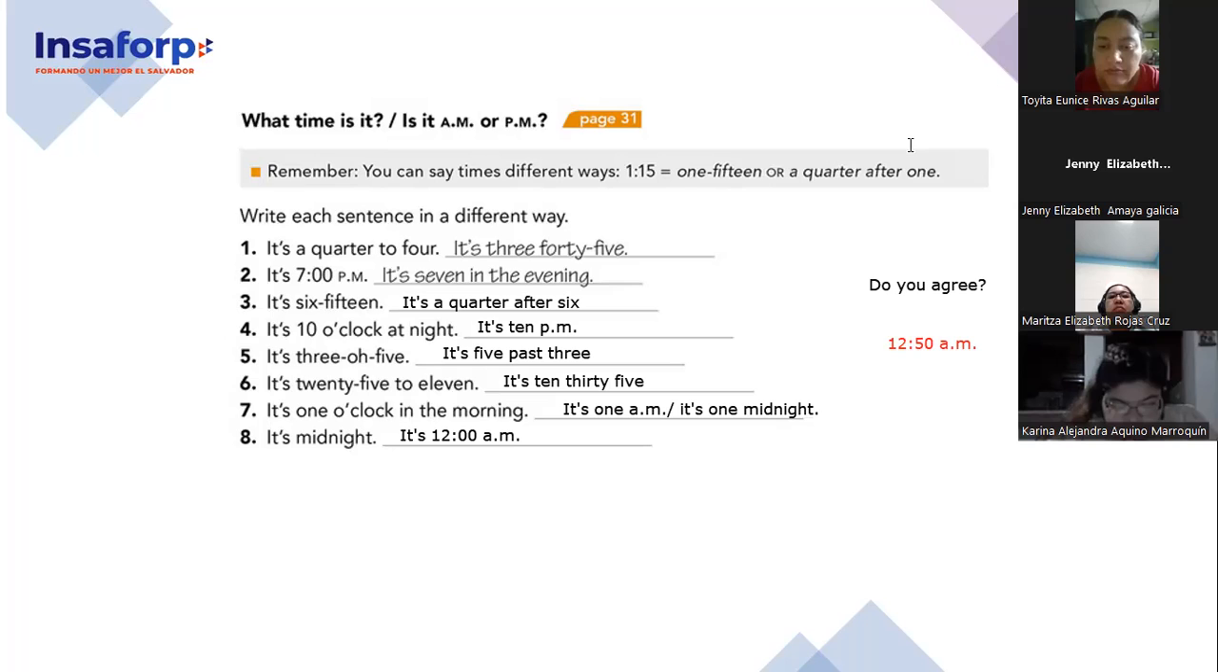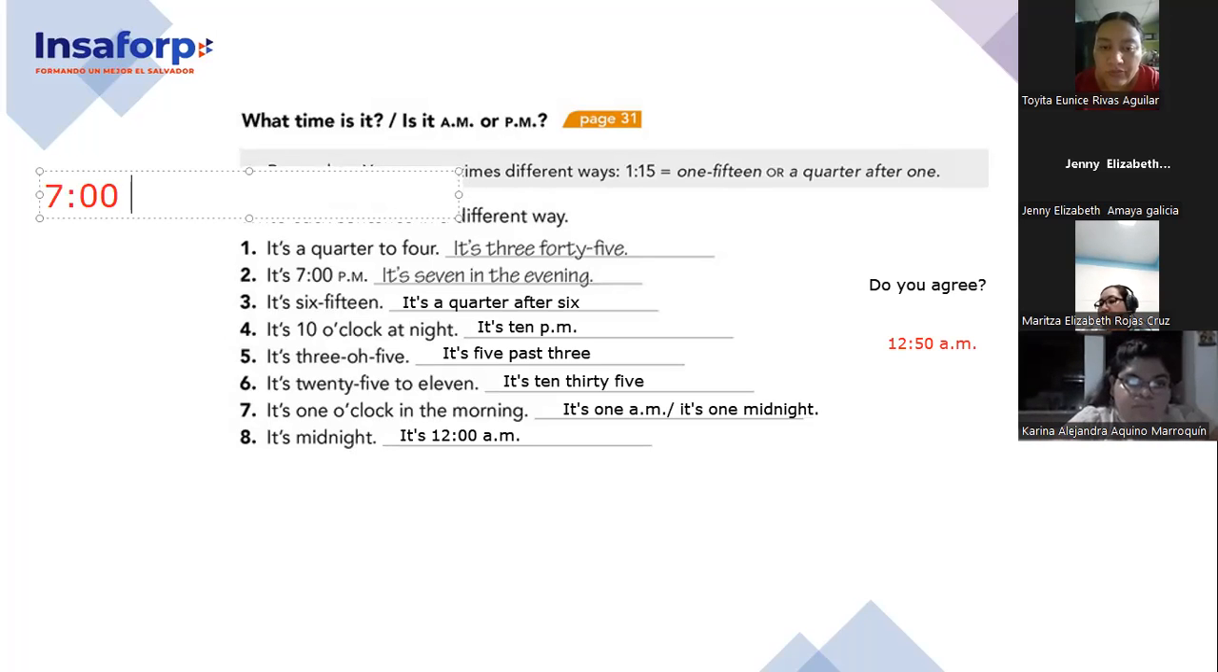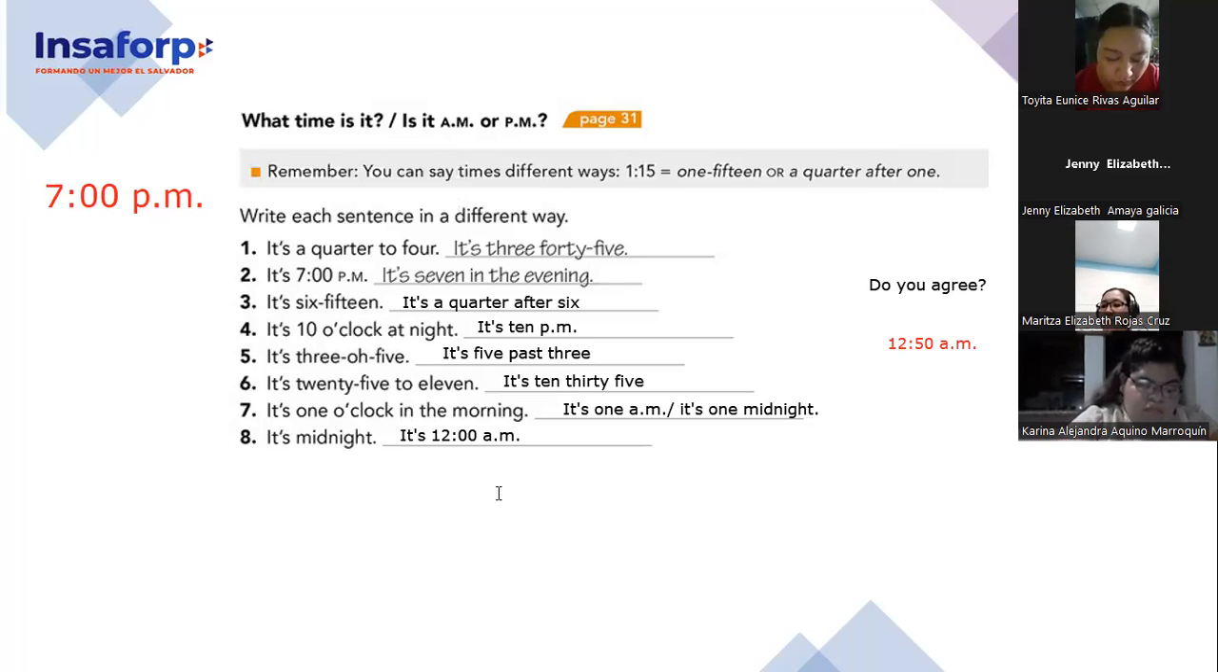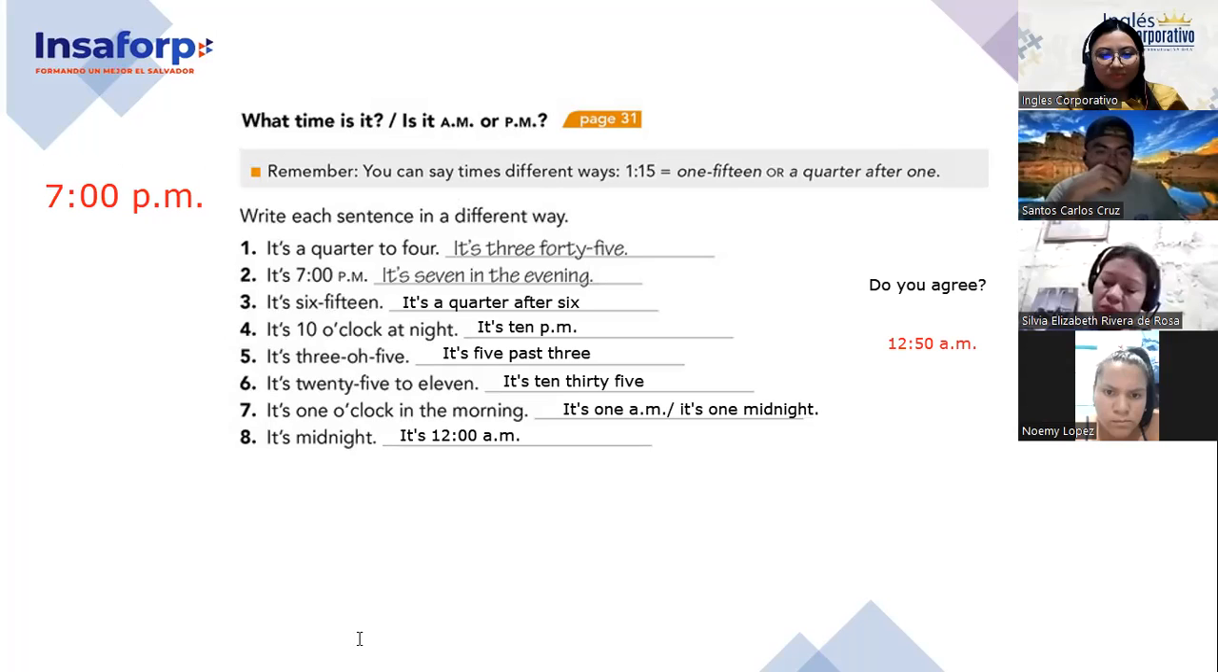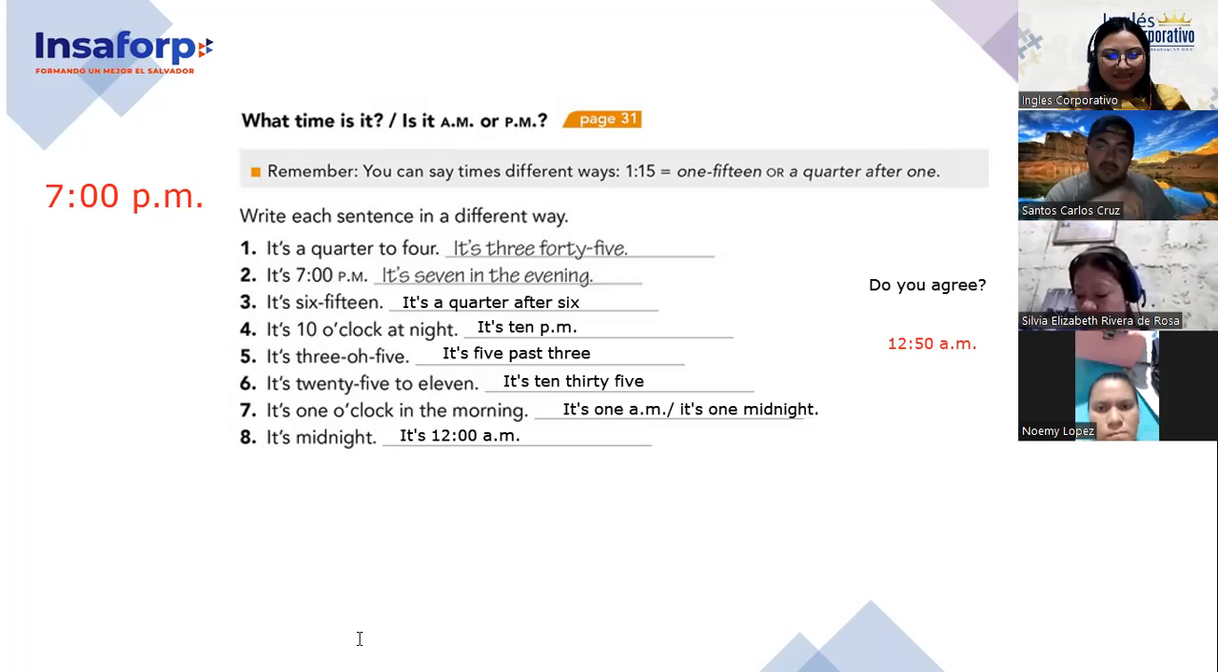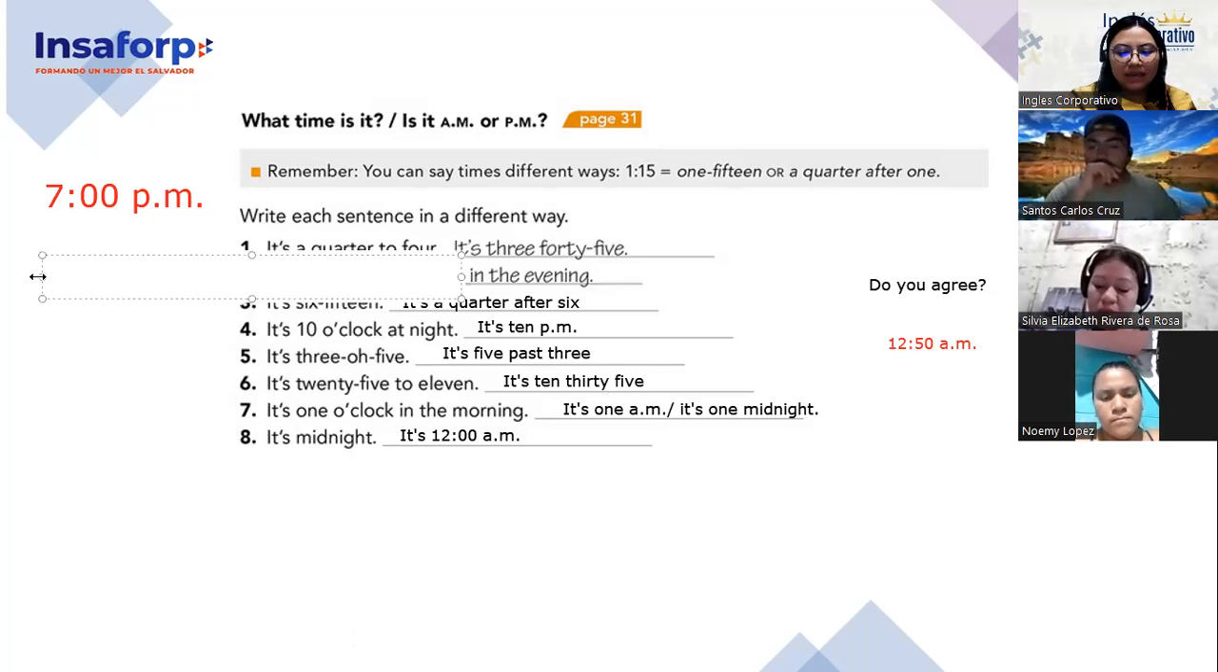Okay. Les pongo otra, aquí vamos. What time is it? Let me make it bigger. Por acá. What time is it? ¿De qué otra forma lo pueden decir? What is another way to say it's 7 p.m.? It's 7 o'clock. Seven o'clock, very good. Or seven in the evening. Ahí estaba en el ejemplo ya. Muy bien. What time is it?